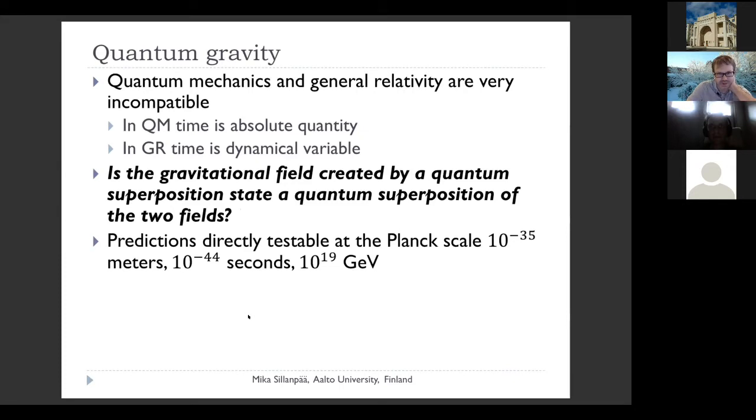So we learned at school that quantum mechanics and general relativity do not like one another. For example, in quantum mechanics, time is a very absolute thing, whereas in general relativity, time is a dynamical variable. And one can say that the main question here is: if you create a quantum superposition, is the produced gravitational field a quantum superposition of the two fields? The question is unclear theoretically, not to mention experimentally, because you have to have a spatial resolution of 10 to the minus 35 meters, the Planck length, to test this.